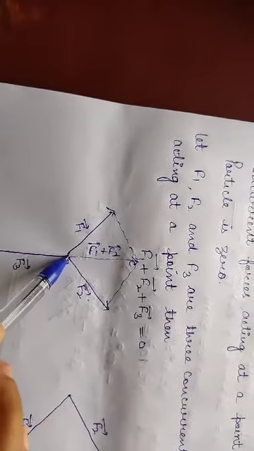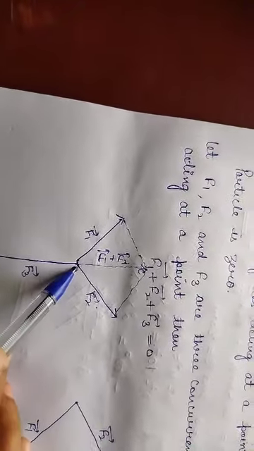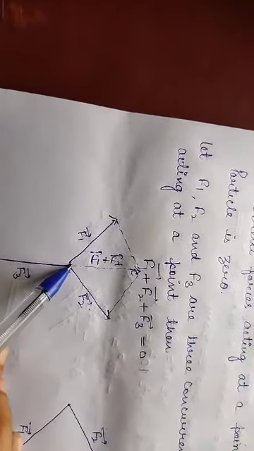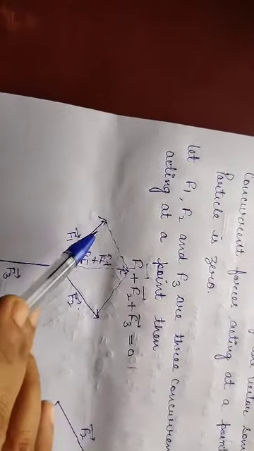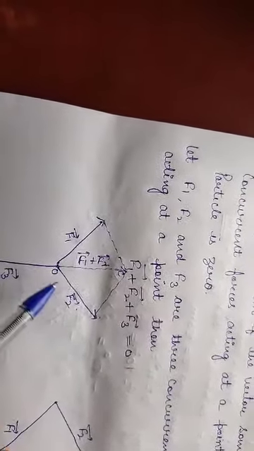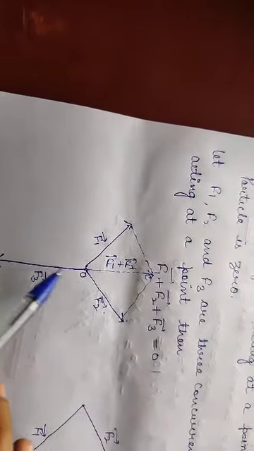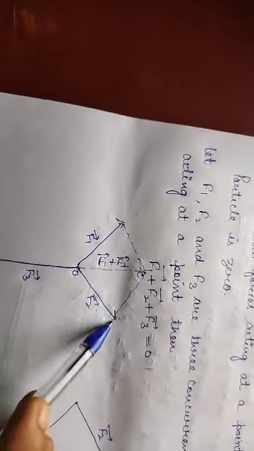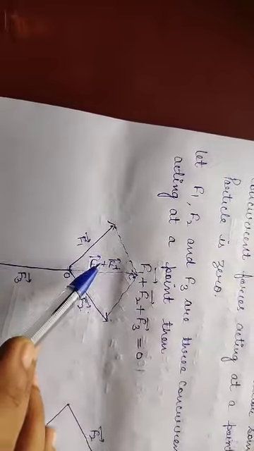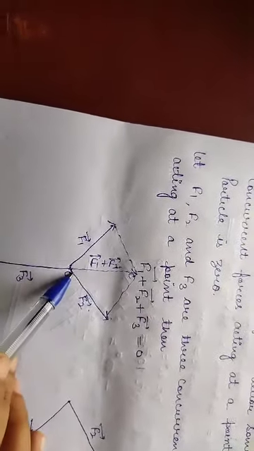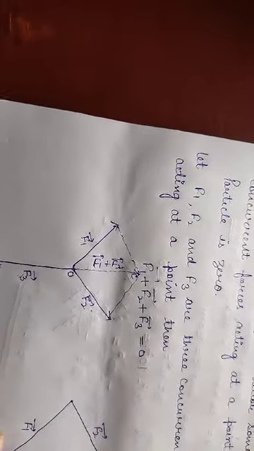This is the point. Suppose the forces F1, F2 and F3 act at this point, at point O. All the forces act at point O. So the direction of this force is this, the direction of this force is this, and the direction of F3 is this. So the resultant of these two forces, F1 and F2, is F1 plus F2, and the third force is F3, which is in the opposite direction.